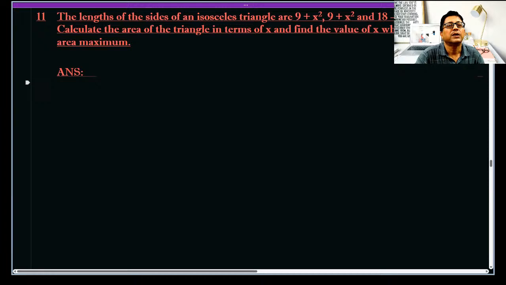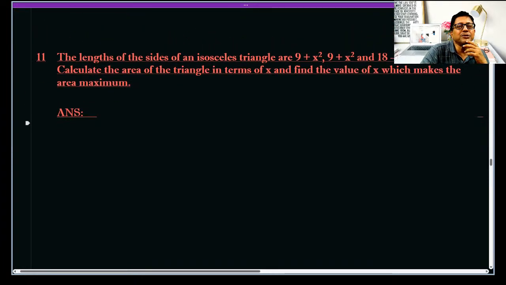Maximize area. The lengths of the sides of an isosceles triangle are 9 plus x square, 9 plus x square, and 18 minus 2x square. I am going a bit slow, so you finish the sum before I do it here. Calculate the area of the triangle in terms of x. Find the value of x which makes the area maximum.